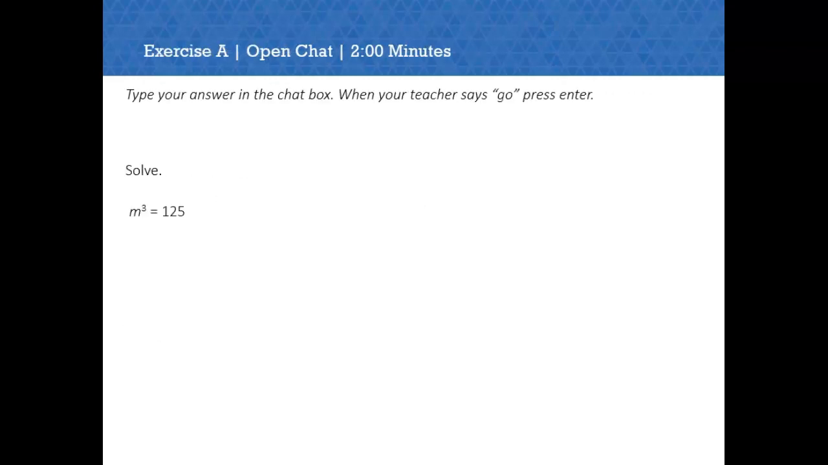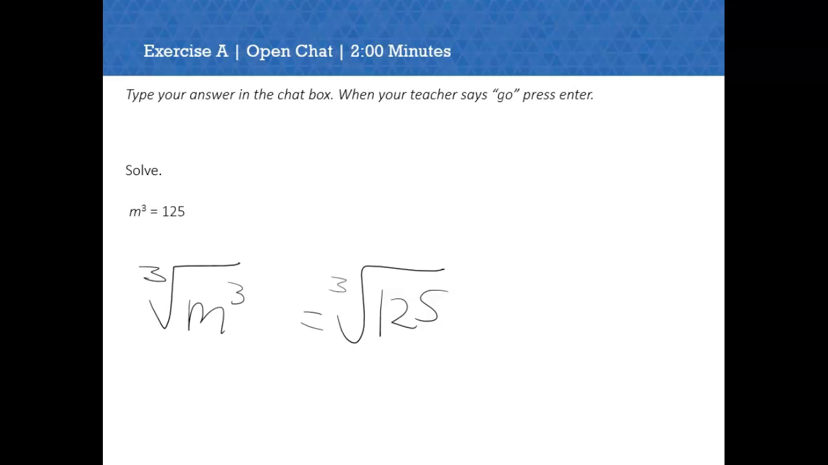So m cubed is 125. To undo something cubed, we take the cube root. So the best way to write this in algebra, we're going to take the cube root of both sides. The cube root cancels out the cube. So we get m equals the cube root of 125.